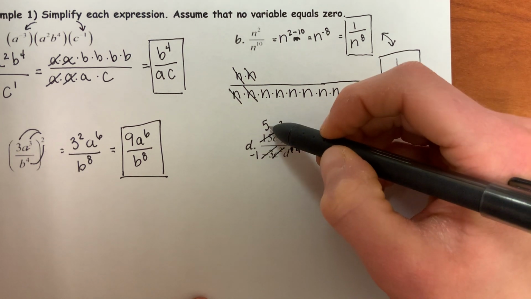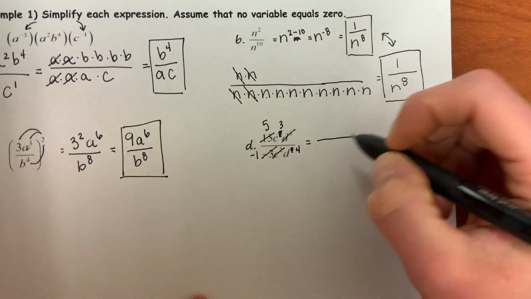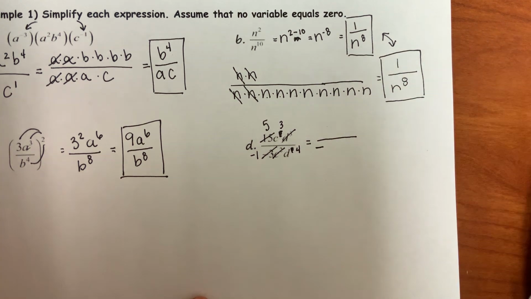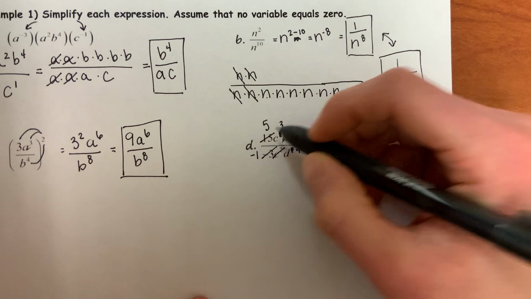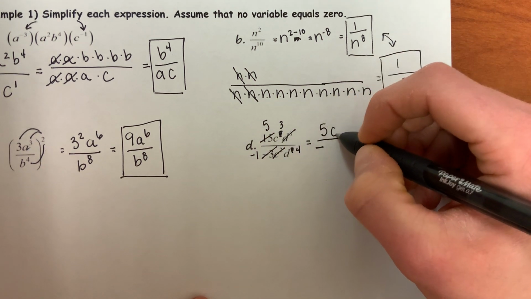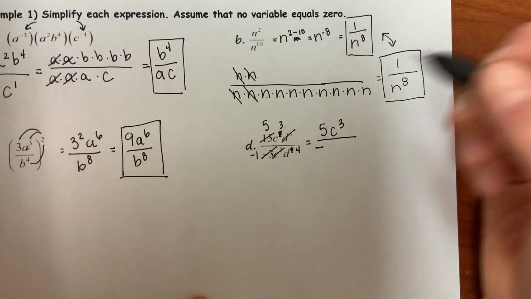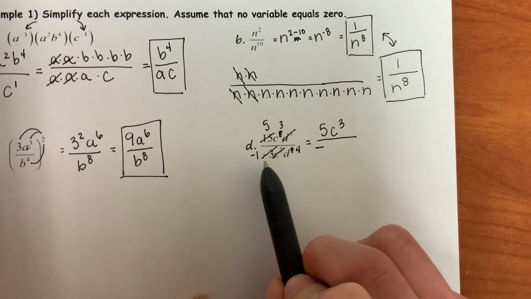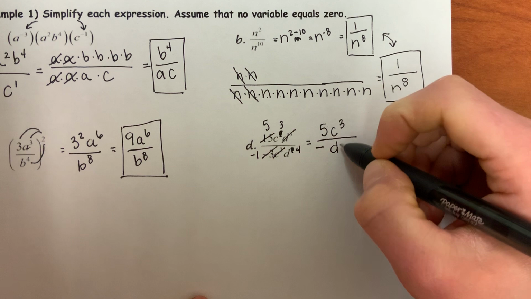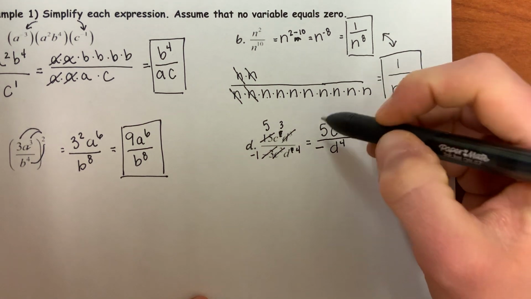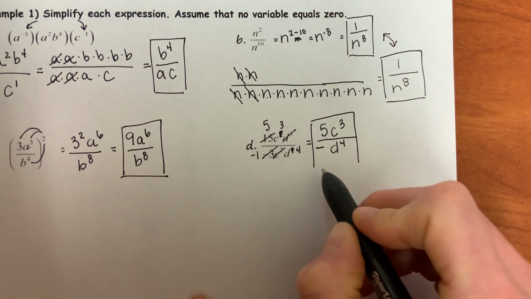So I have a negative 1 on the bottom, which I can just write with a negative sign, and then a 5 on top. Then I have a c cubed on top, and that's all I have left on top. Then down here at the bottom, I have this negative 1, which I've already brought down, and a d to the 4th left. All right, so this is my simplified version.